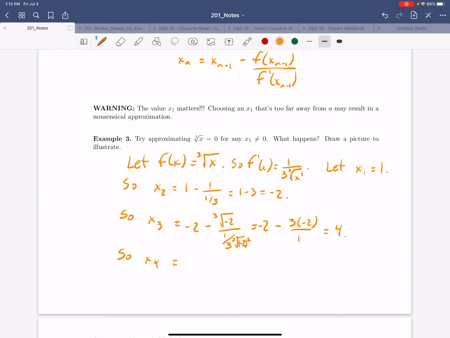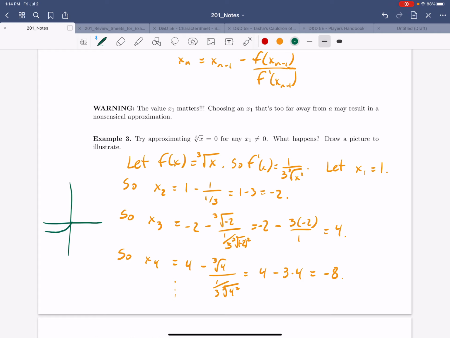One more. x4 equals... Any guesses here? 4 minus f of 4, the cube root of 4, divided by f prime, of 4. Right, that's that. So you're going to wind up getting 4 minus 3 times 4, which is negative 8. This is obviously bad, right? Because we're getting further and further away from our answer of 0. Let's see really quickly why this happens.